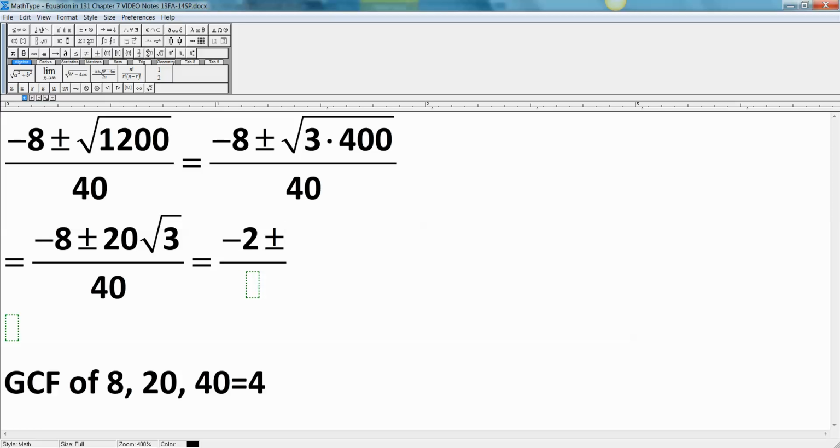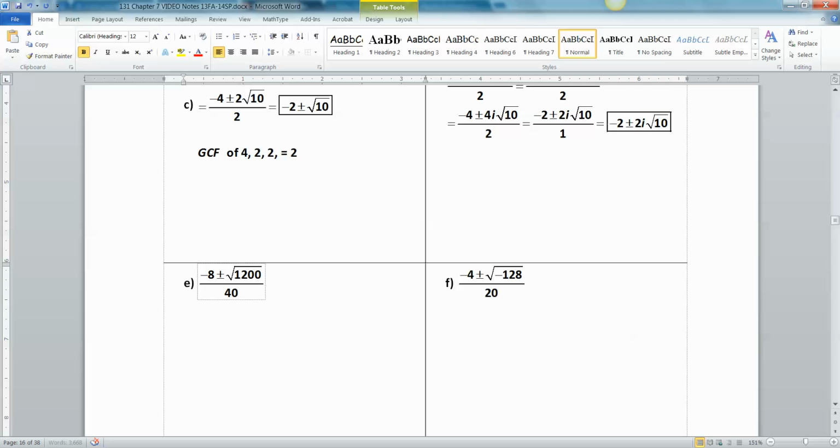Plus or minus. 20 divided by 4 is 5, so that's 5 square root of 3. And then 40 divided by 4 would be 8. Now I double check. Look at your coefficients. 2, 5, and 8. Yep, they don't have any more factors that go into all three of them. So we're done right there.